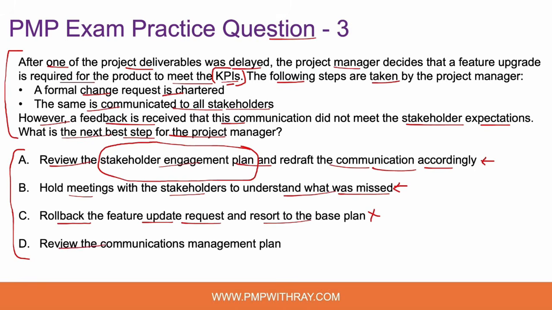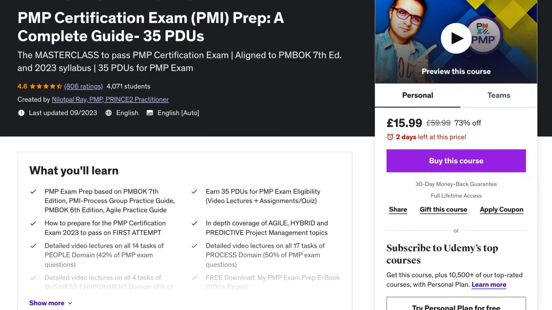Option D, review the communications management plan. Interesting, because if you go back and watch a few of my other PMP Q&A videos which I publish every month, you will see that we discuss in some of the videos the correct way to evaluate such answer choices, which basically talks about what is the next best step, because it's hinting to a sequence framework that we learned in our 35 PDU course as well.